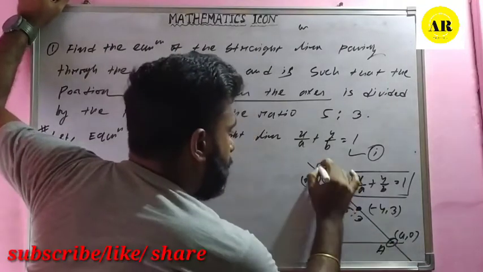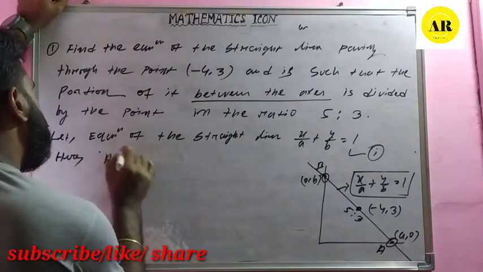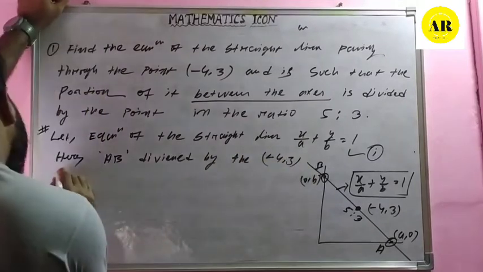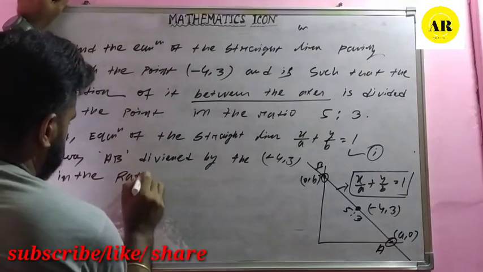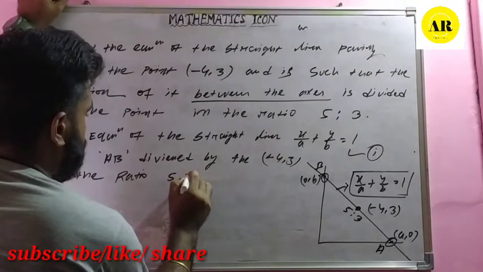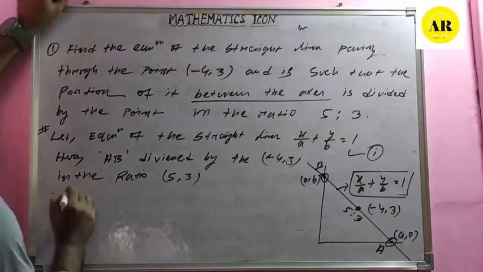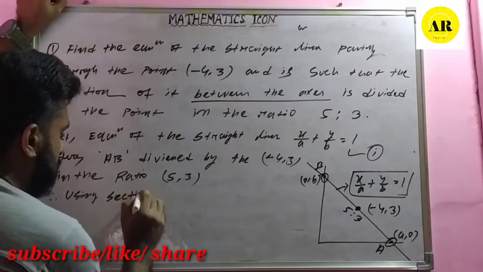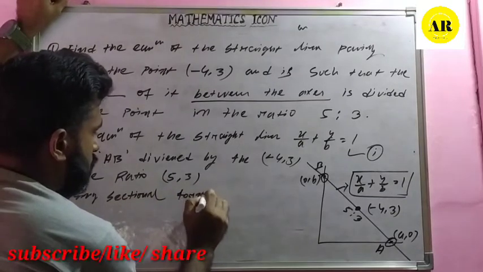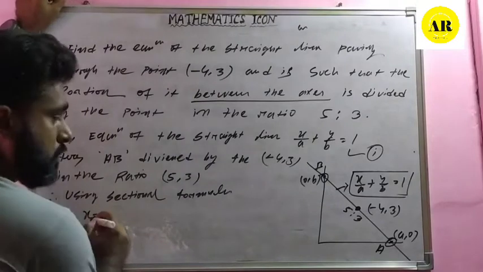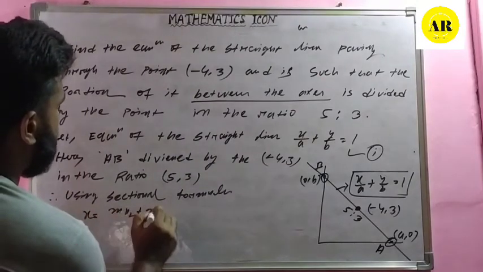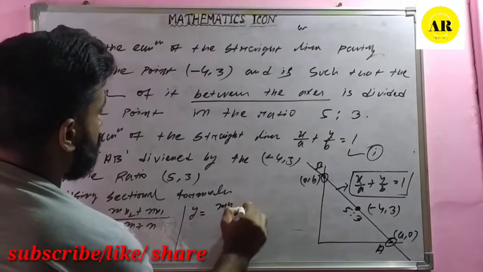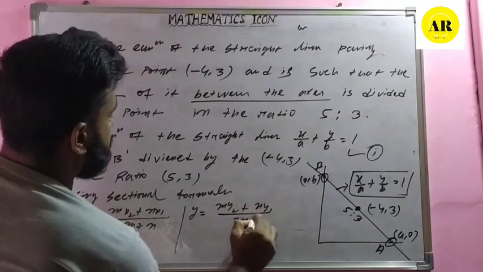Here, this is A and B. The line AB is divided by the point (-4, 3) in the ratio 5:3. So, using the section formula, x equals (mx2 plus nx1) by (m plus n), and y equals (my2 plus ny1) by (m plus n).